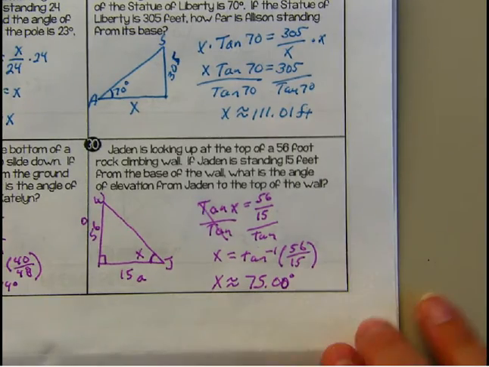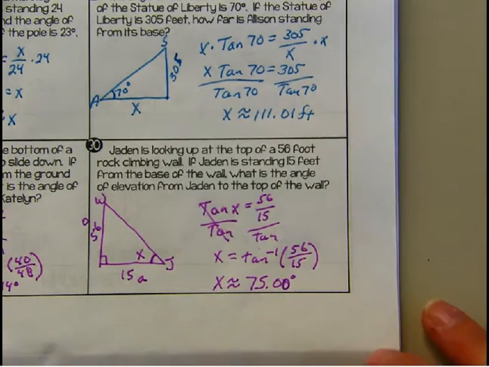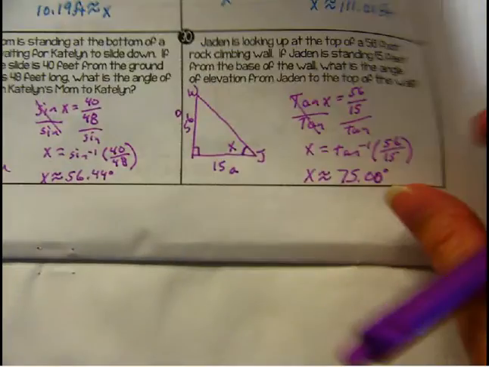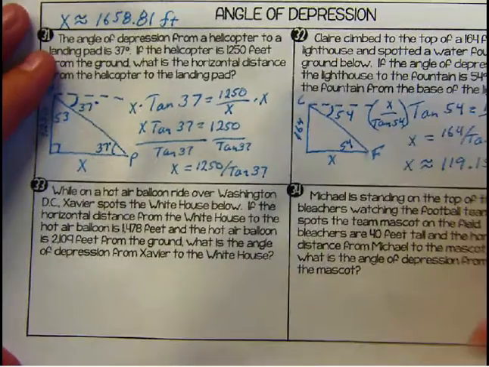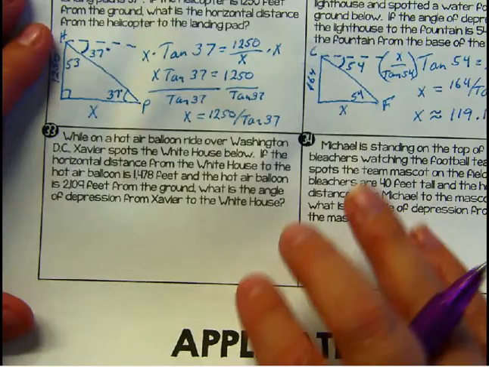Alright, so those are the two angle of elevation problems that we had. The next two are angles of depression. So we're going to look at numbers 33 and 34.